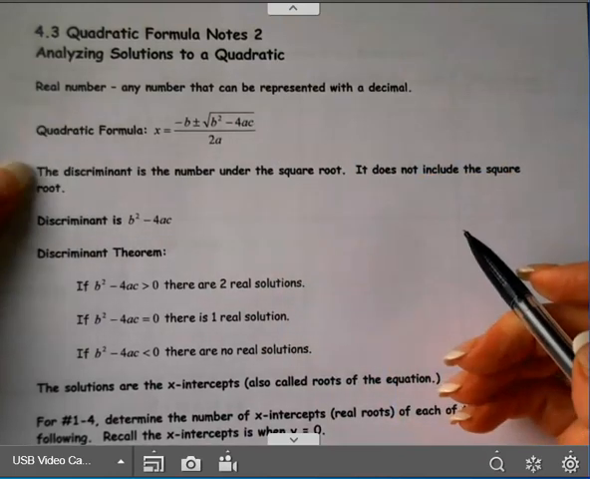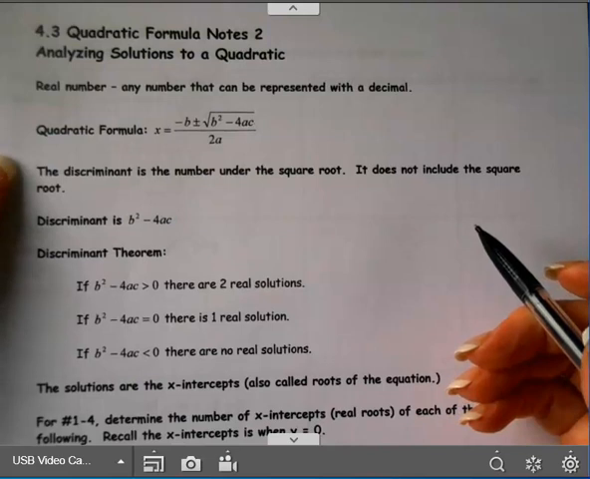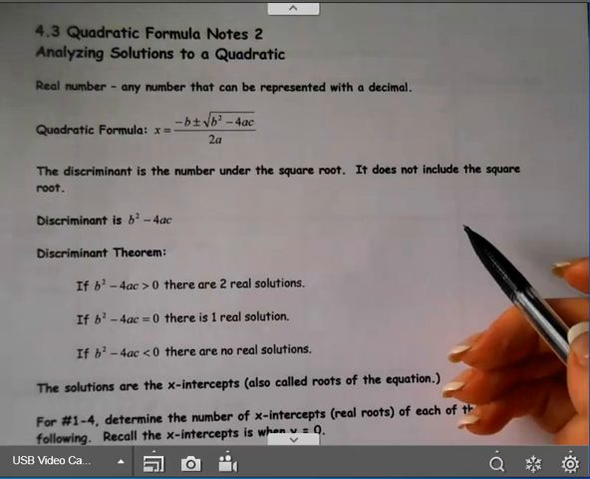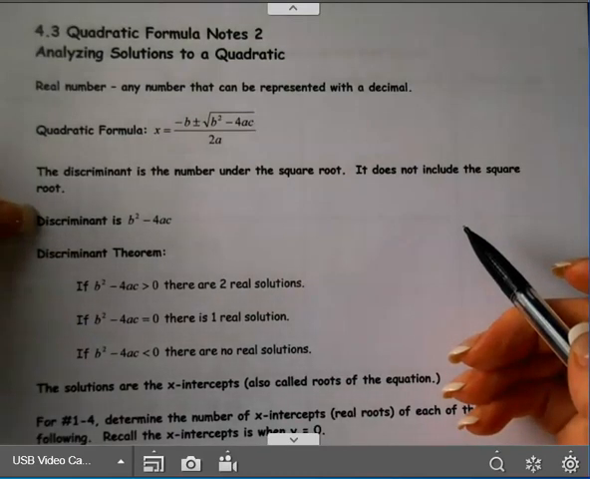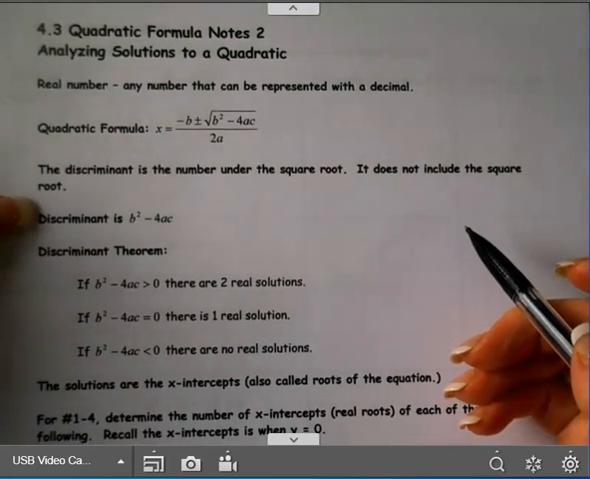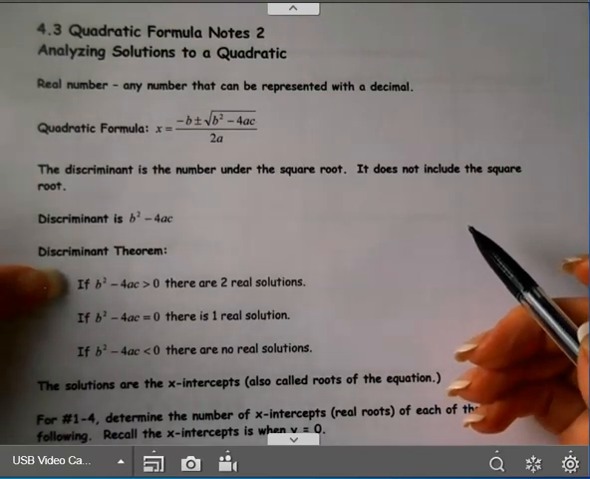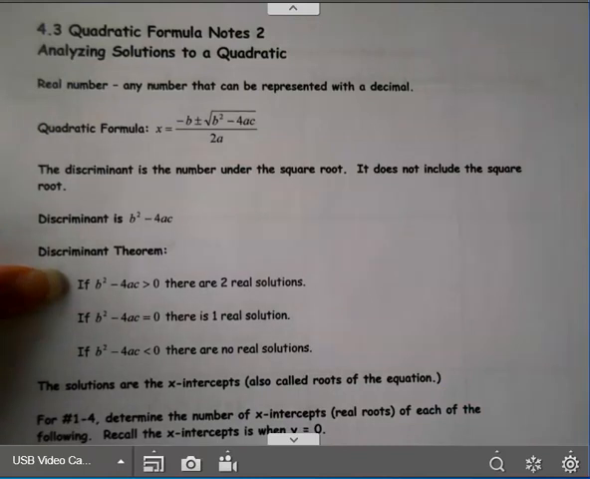The discriminant is the number under the square root. It does not include the square root. The discriminant is b squared minus 4ac. And the discriminant theorem will tell you how many and the type of solutions that you have.